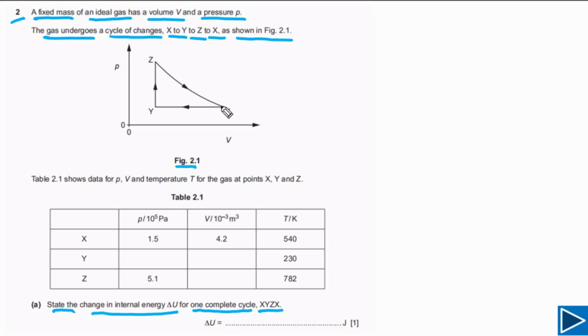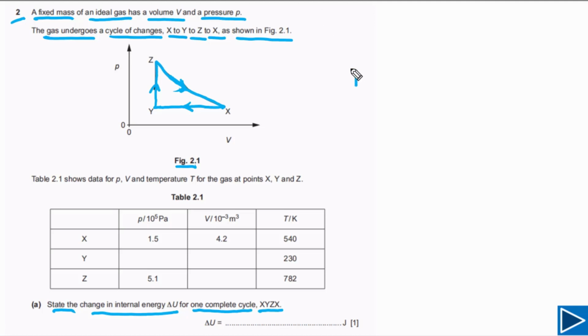Means for the gas, if this is the complete cycle from X to Y, then from Y to Z, and finally from Z to X. If this is a complete cycle for a gas, we need to state what is the change in internal energy. Let's try to understand some key concepts about internal energy before we answer this question.